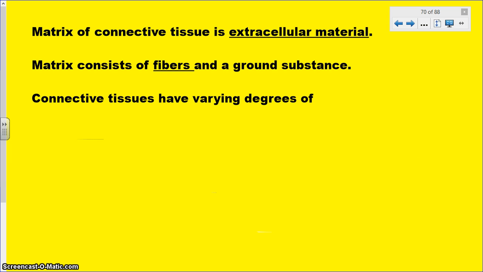It just depends. They also have varying degrees of vascularity, meaning some have more blood vessels than others. Some are full of blood vessels, and some have very few blood vessels.